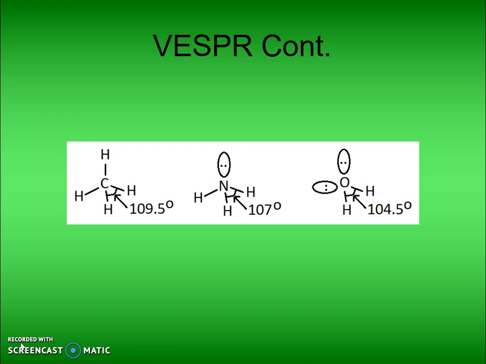But in ammonia, NH3, where you have that one lone pair we see up top, now it pushes those bottom three bonded pairs together, and that angle drops down to 107. And then lastly, with water, two bonded pairs and two lone pairs, those two bonded pairs get squished even a little bit more together, and now that angle is 104.5 degrees.